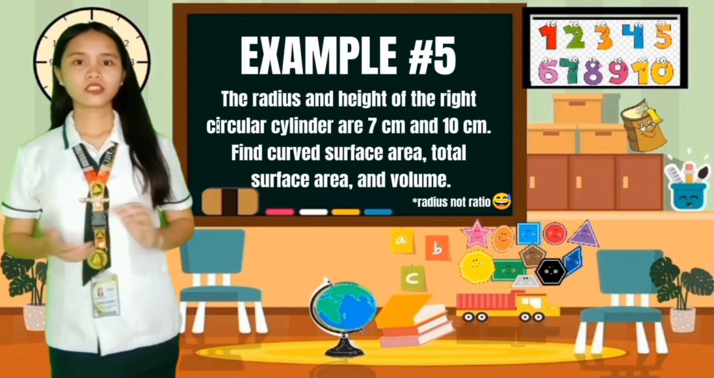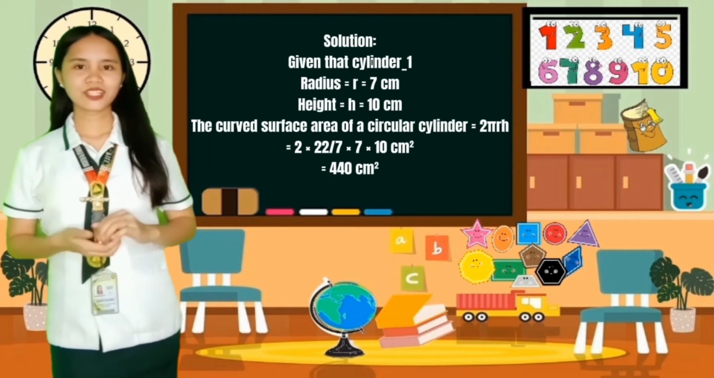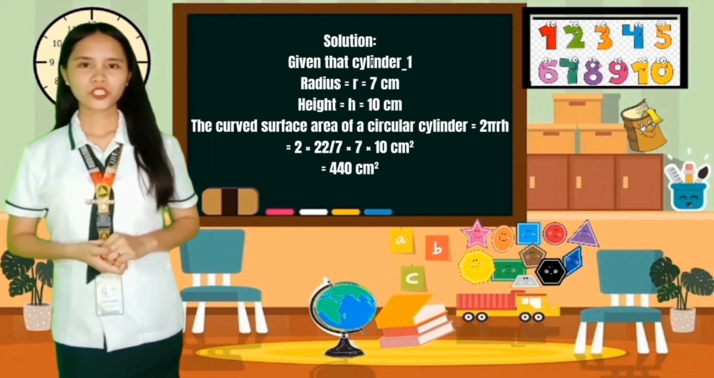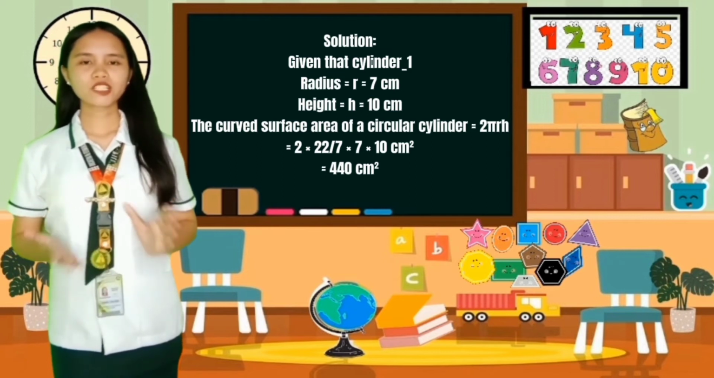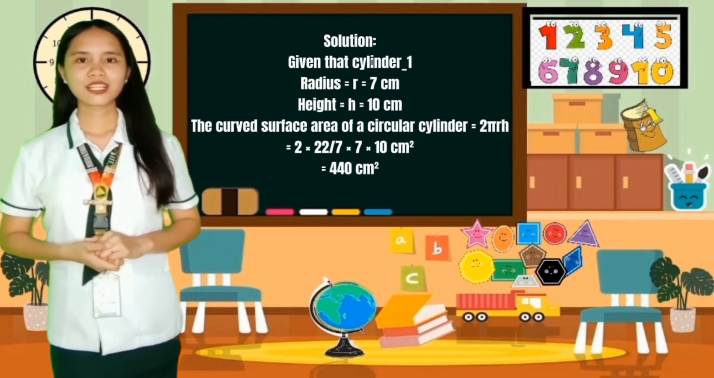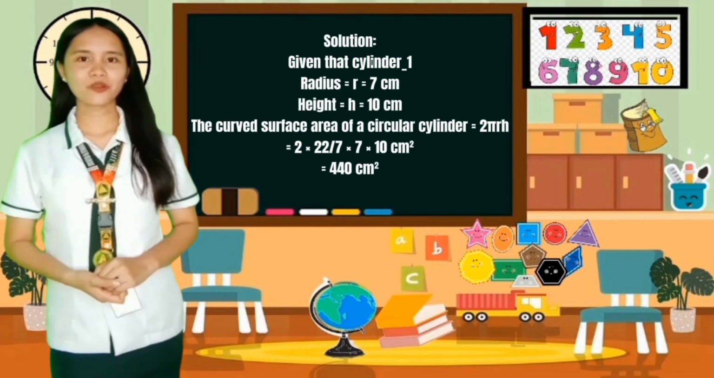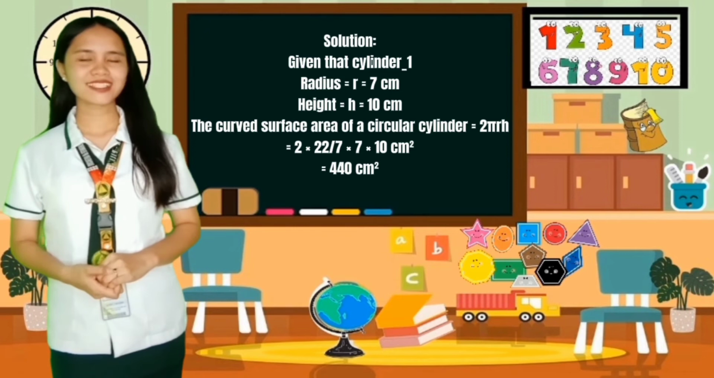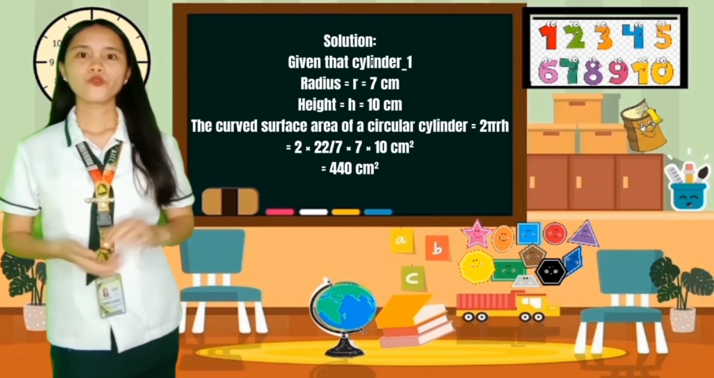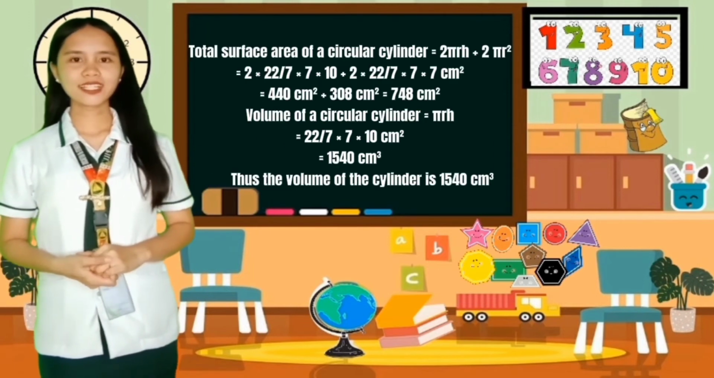For example number 5, the radius and the height of the right circular cylinder are 7 cm and 10 cm. Find curved surface area, total surface area, and the volume. Given that for the cylinder, r is equal to radius, which is 7 cm, height h is 10 cm. The curved surface area of a circular cylinder is equal to 2πrh. So 2πrh is equal to 2 times 22/7 times 7 times 10 cm², which is equal to 440 cm².